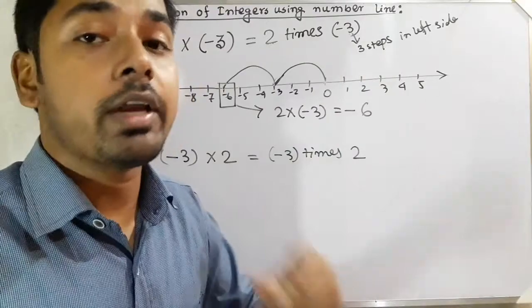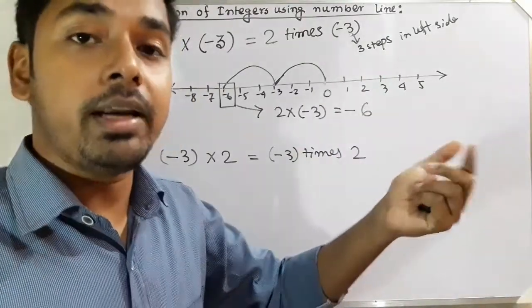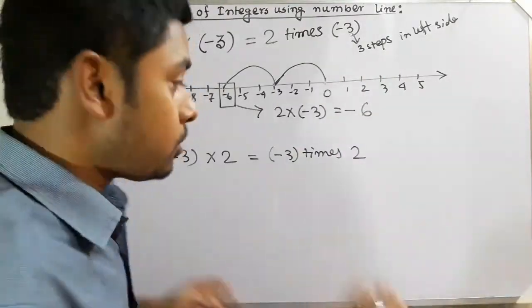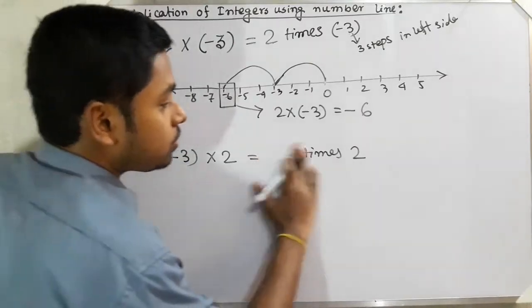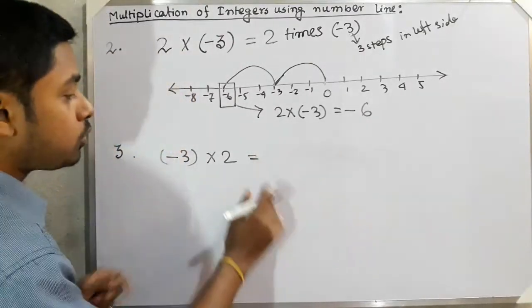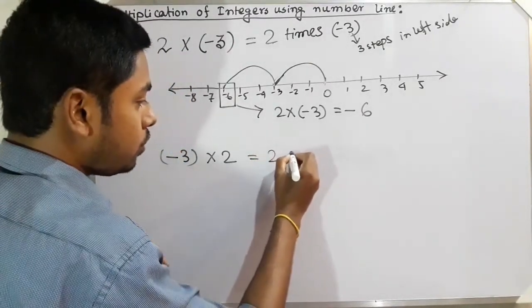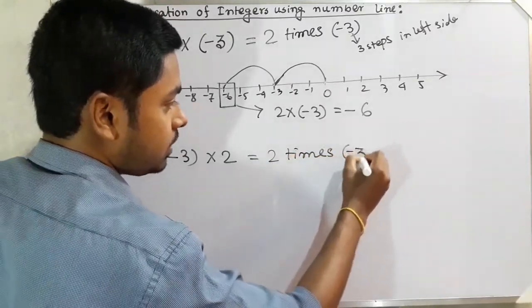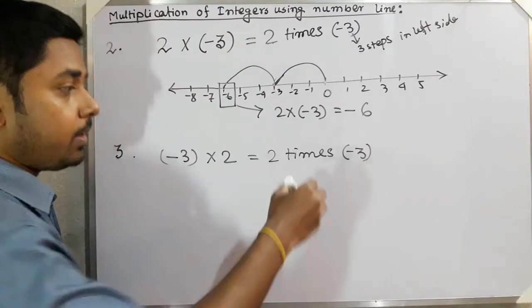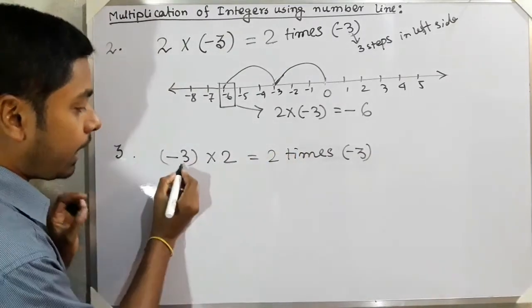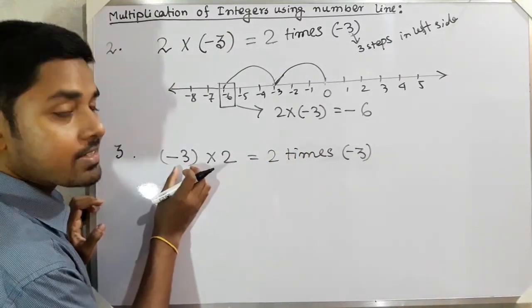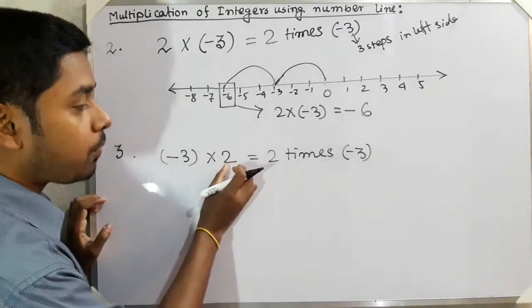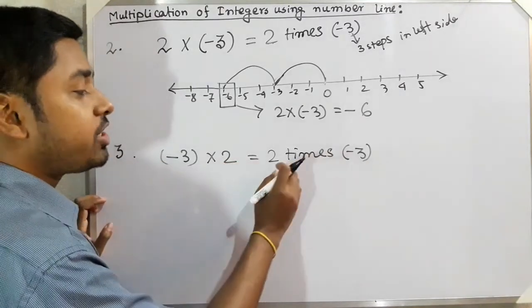then minus 3 times, we cannot represent minus 3 times, because we can say 1 time, 2 times, 3 times, but we cannot say minus 1 time. Minus 1 time means what? Nothing. So in this case also, what you have to do? You have to do 2 times minus 3. Here in this case also, whenever the first integer is negative and the second integer is positive, you have to change it.